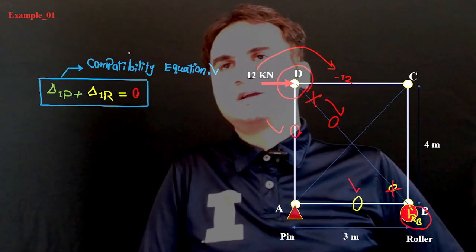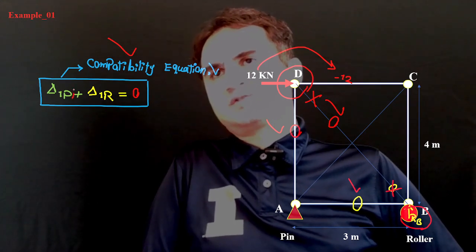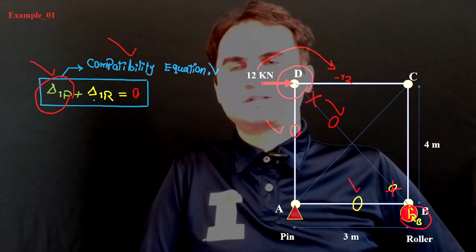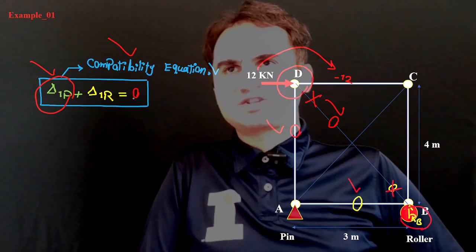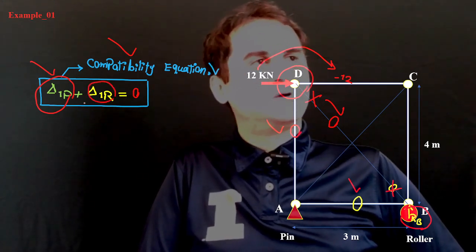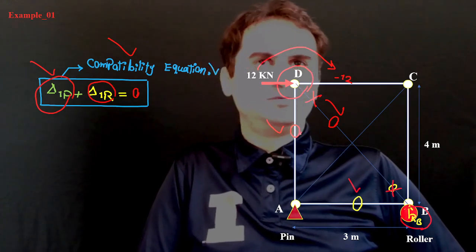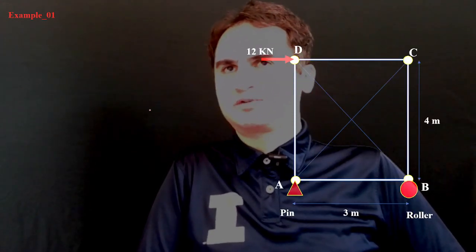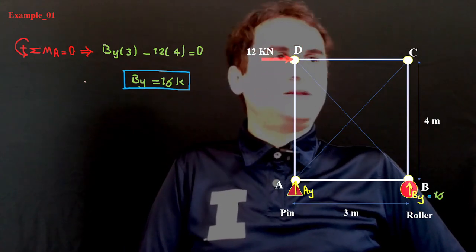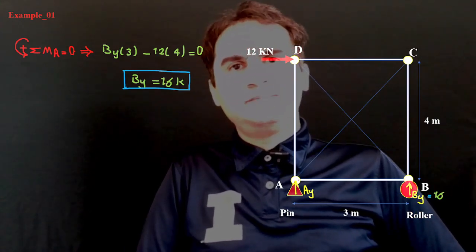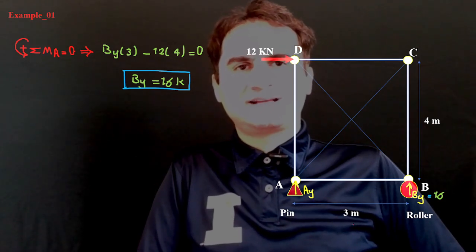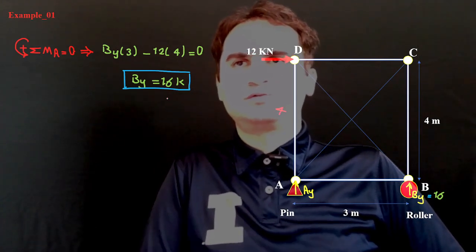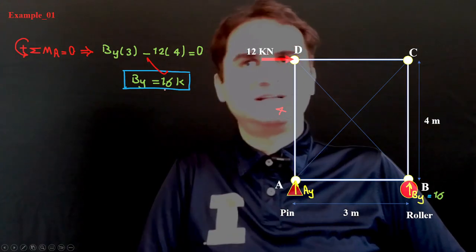forces for the rest. The compatibility equation says we solve the problem for delta 1 of P, which is from the real forces, plus delta 1 with the redundant reaction, and the summation of them by the principle of superposition should equal the total movement, which is no motion, so it gives us 0. If we take a moment about, for example, point A, it gives us BY times a distance of 3 meters equal to 12 kilonewtons times 4, and it simply gives us BY is equal to 16 kilonewtons.